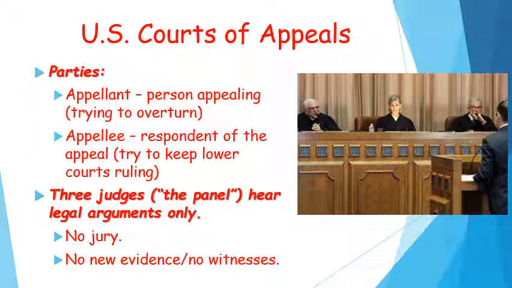When you file to the U.S. Court of Appeals, your case is heard by a 3-judge panel, and we refer to that as the panel. They will only hear legal arguments. There will be no jury. The 3 judges will make the decision, and there is no new evidence and no witnesses presented. You basically have the lawyers for each side presenting their case, and then the judges will review everything from the lower court and from what the lawyers present, and will then make their decision.